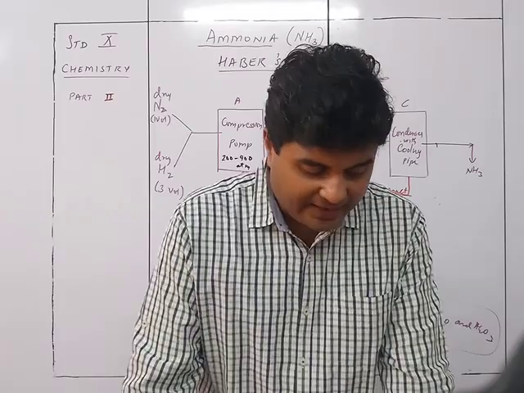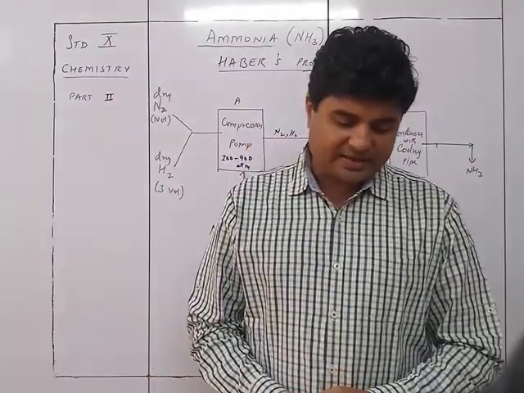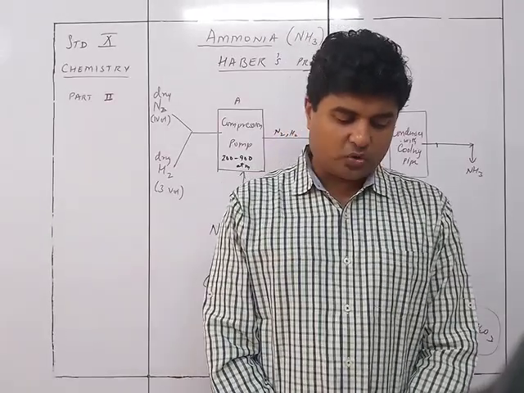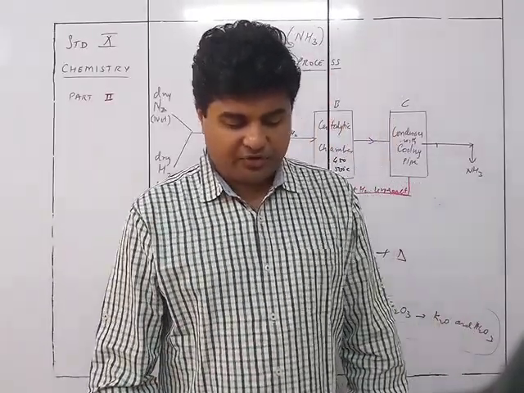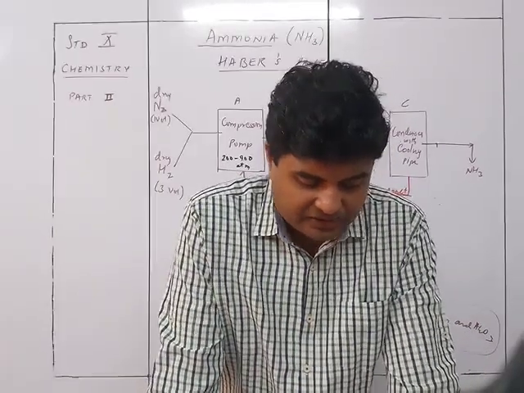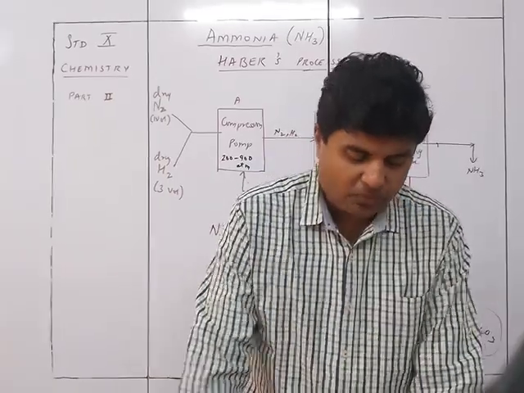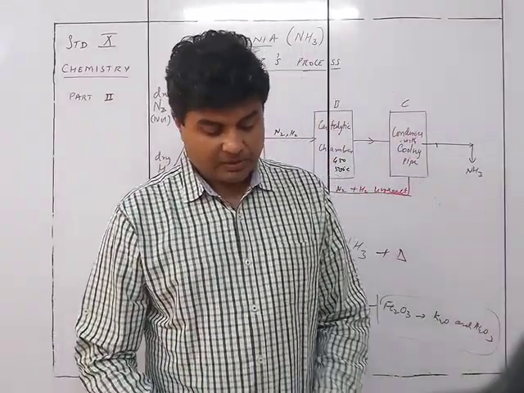So let's see in detail. Reactants: in the production of ammonia, Haber's process, the reactants nitrogen and hydrogen in the ratio 1:3 by volume are first placed in the catalytic chamber. The reactant nitrogen gas is obtained by fractional distillation of liquid air. The reactant hydrogen is obtained from water gas, that is the Bosch process.